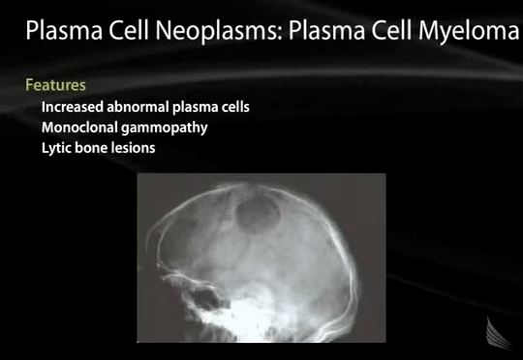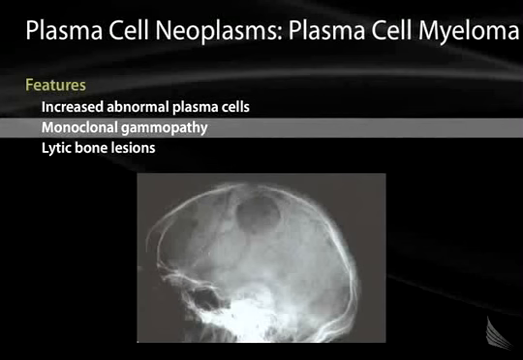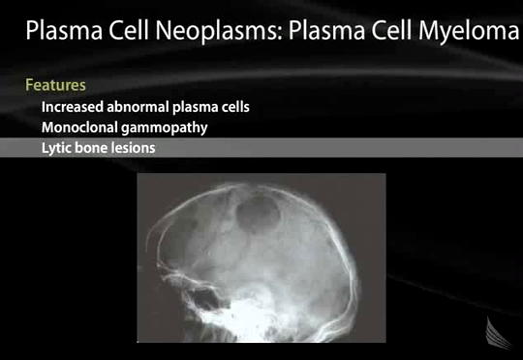So plasma cell myeloma is increased abnormal plasma cells with this monoclonal gammopathy, which are primarily produced by lesions within the bone marrow, which produce lytic bone lesions, as pictured in the skull X-ray on the skeletal survey seen at the bottom of the slide.